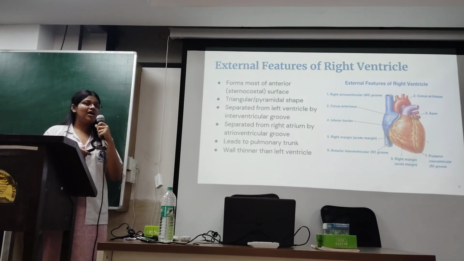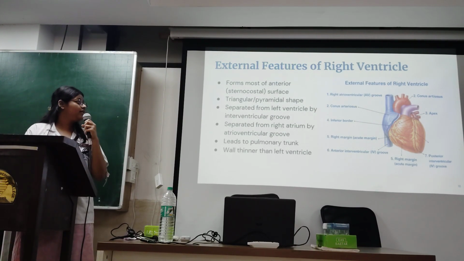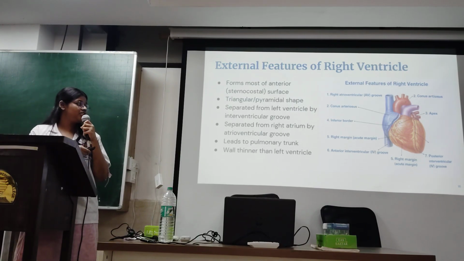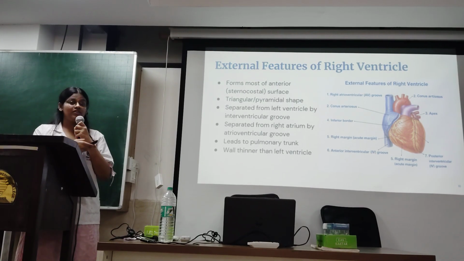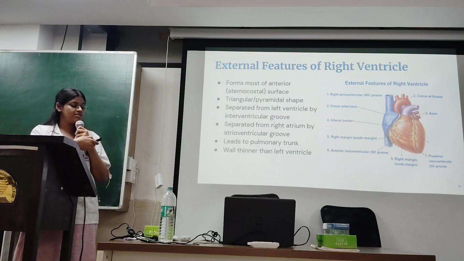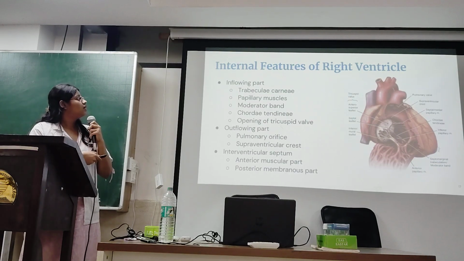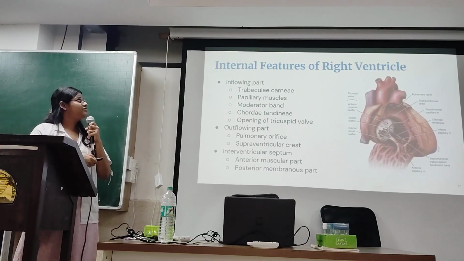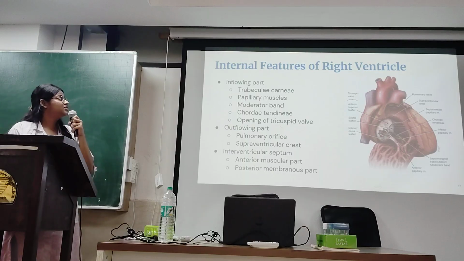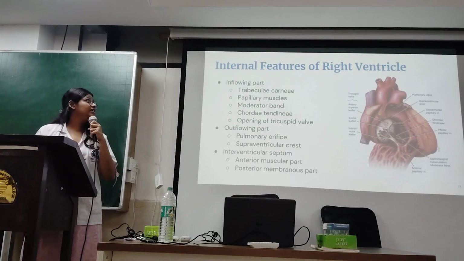It leads to the pulmonary trunk, which sends the deoxygenated blood to the lungs for oxygenation, and its wall is thinner than that of the left ventricle in the ratio of 1:3. The internal features of the right ventricle. So internally, the right ventricle consists of three parts.